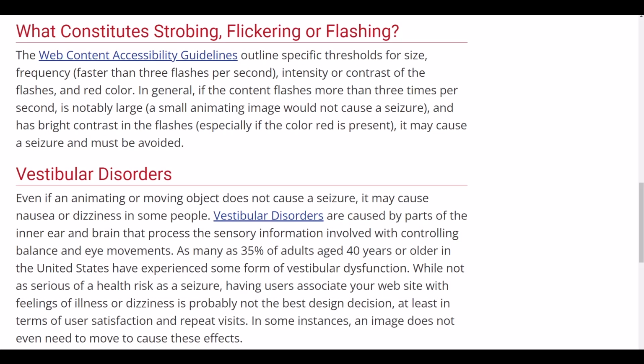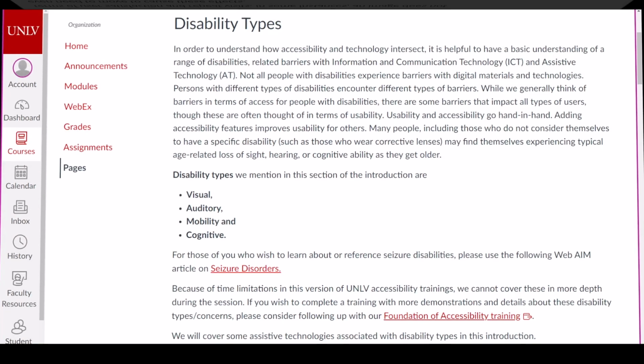Some people are susceptible to seizures caused by strobing, flickering, or flashing effects. In general, if the content flashes more than 3 times per second, is notably large, and has bright contrast in the flashes, it may cause a seizure and must be avoided.